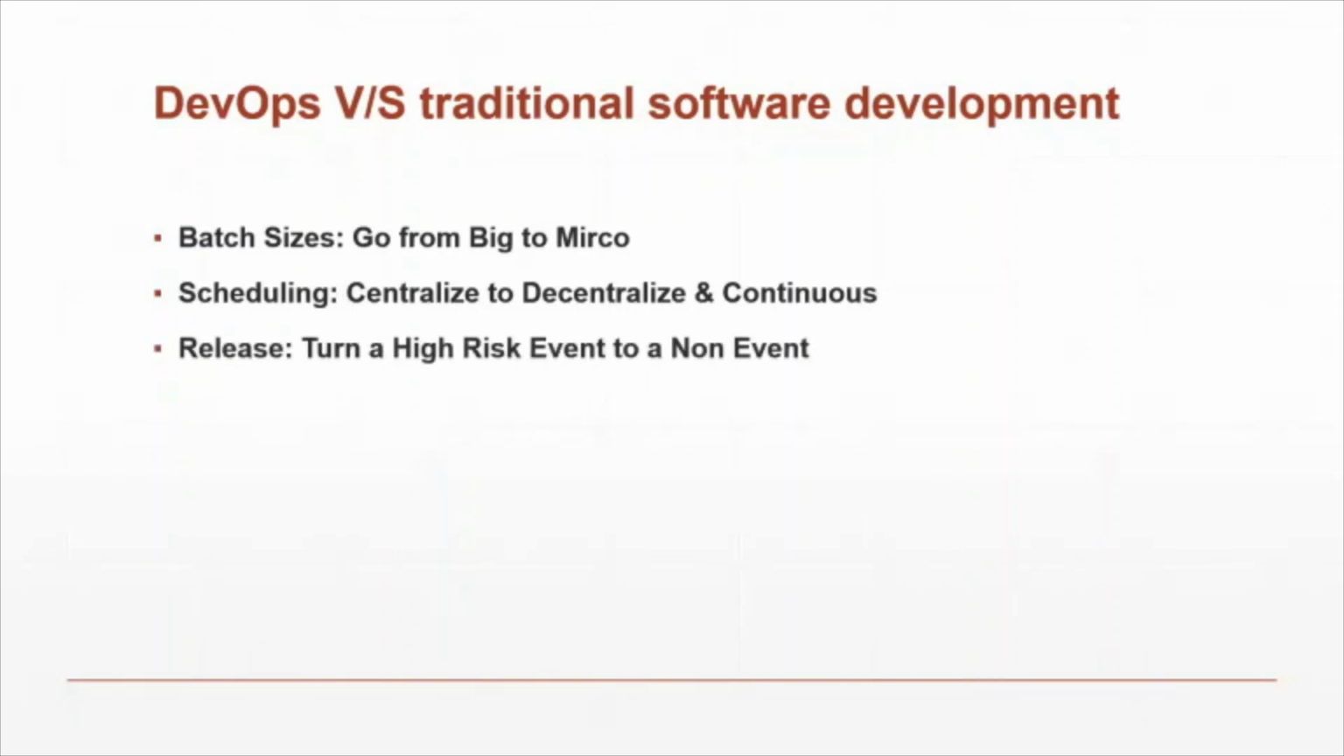Next one, turn a high risk event into a non-event. In traditional software development, releasing software into production is high risk. It is not uncommon for IT to set up a war room staffed 24 by 7 for weeks before and after release. DevOps organizations make the release of software a non-event, as much as possible. They reduce the risk by daily integration of code into the trunk, automated testing, and also reducing batch sizes. Also, it's helping.